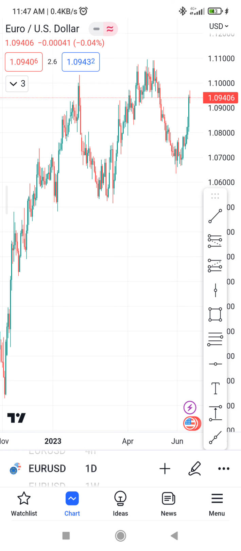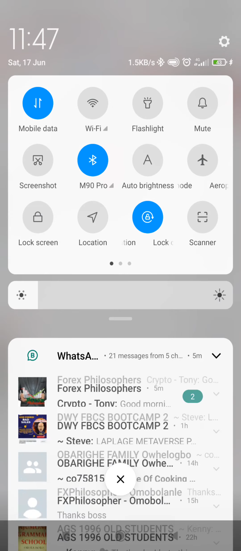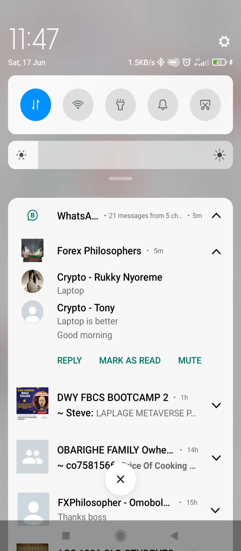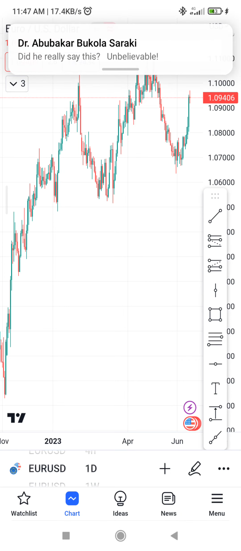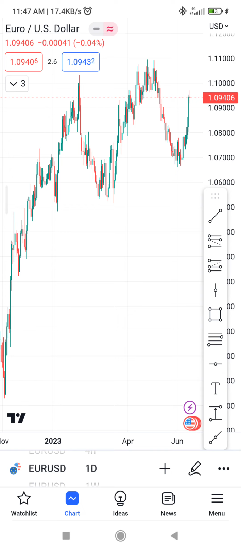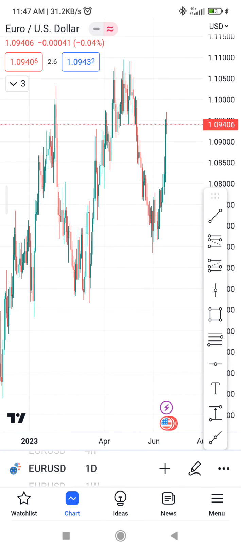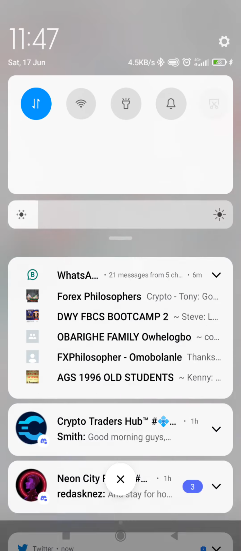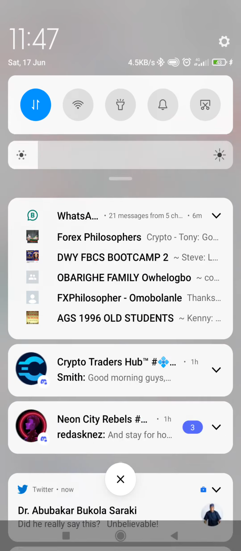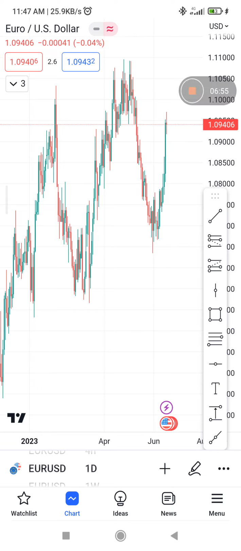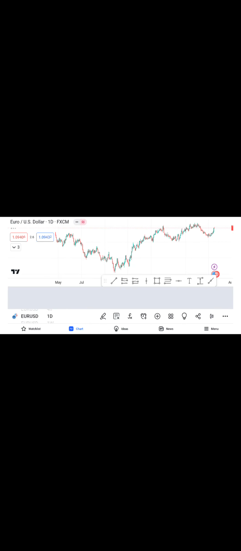I'm going to turn my screen into a landscape mode. Okay, turn my screen to landscape mode in a minute. Right, I'm going to turn my screen into a landscape mode.